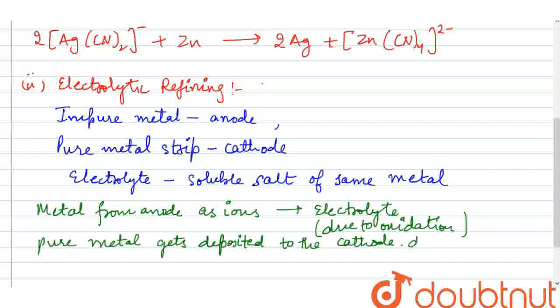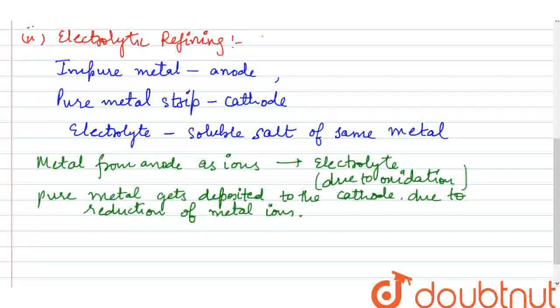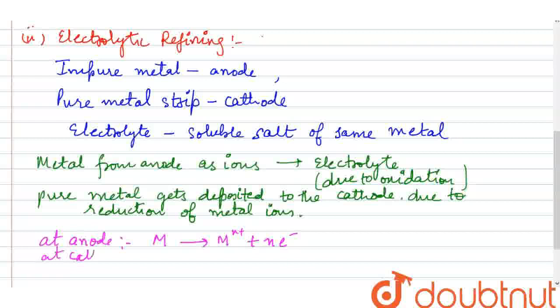due to the reduction of metal ions. The impurities remain in the solution, collected as anode mud. So the reactions for this electrolytic refining: at the anode, the metal is oxidized to M n positive, with n number of positive valency, and n electrons. n can be any number. And at the cathode, M n positive is reduced, plus n electrons will give you the metal. So oxidation happens at the anode and reduction happens at the cathode. This is the process of electrolytic refining.